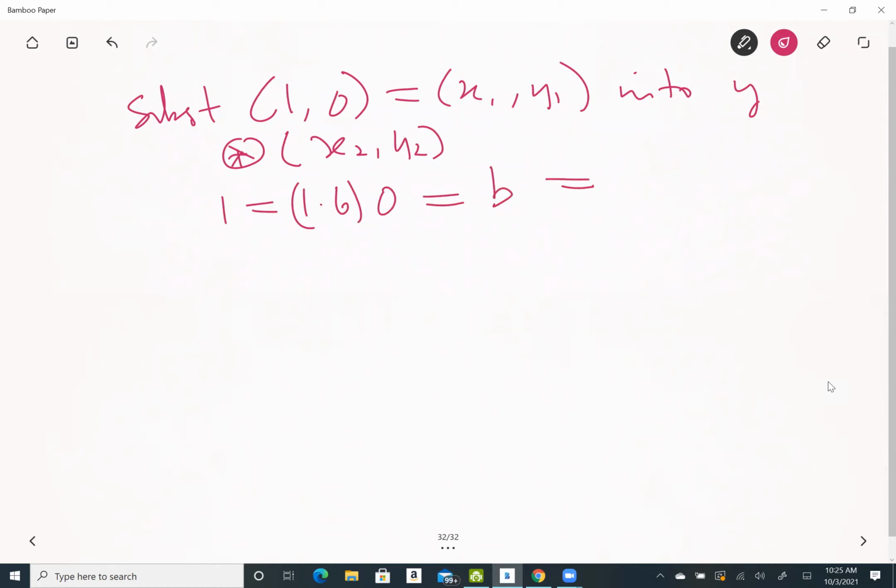So therefore, b is equal to 1. Okay, because 0 times... Huh? 1 is x, y is 0.